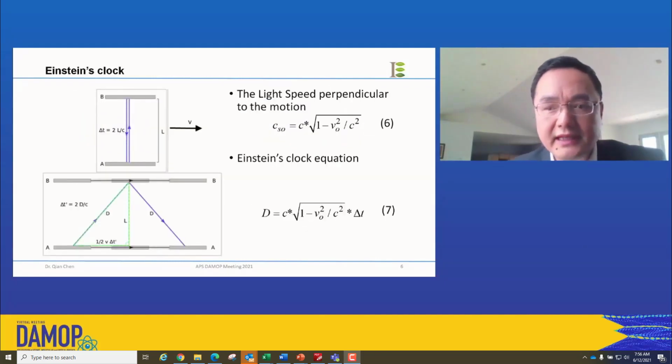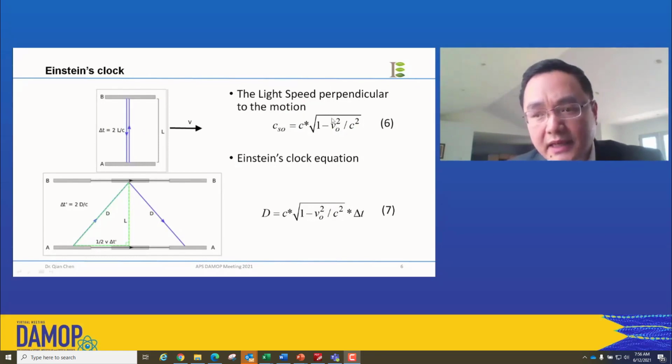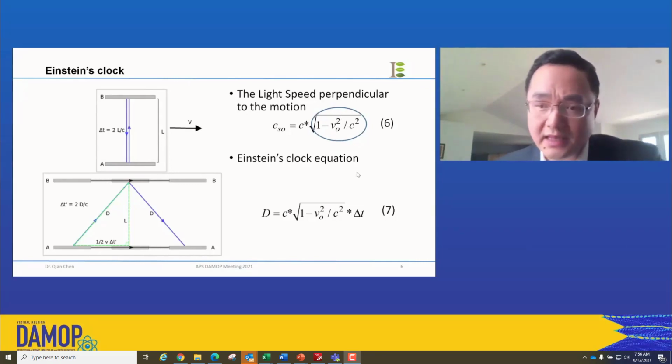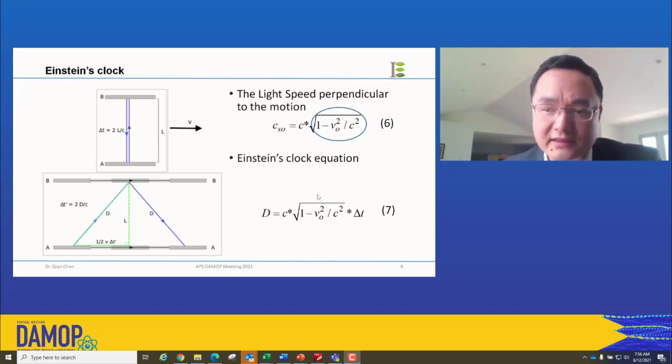Now let's look at Einstein's clock. That's the formula when the light speed is perpendicular to the motion. Our formula shows that the light speed is equal to c times the Lorentz factor. It's very interesting that we see the Lorentz factor here. And we follow the same Einstein's clock equation 7 here, right?